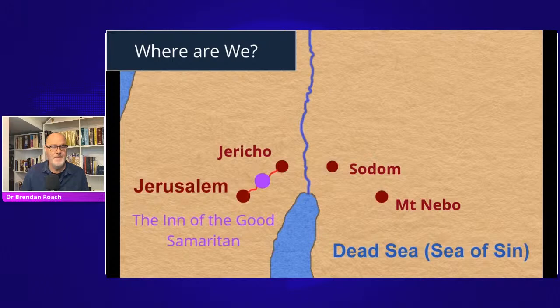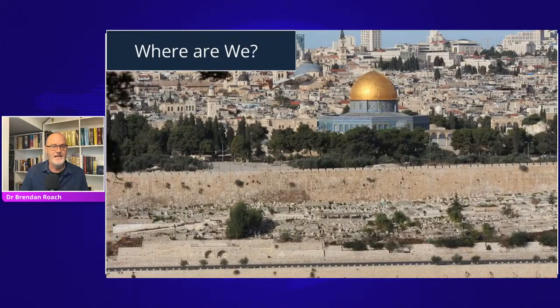We started up here in Mount Nebo, down to Sodom, crossed the River Jordan, and then we went along the Wadi Kelt, and then we move up to Jerusalem that we can see there. So that's exciting. So now we see where we are.